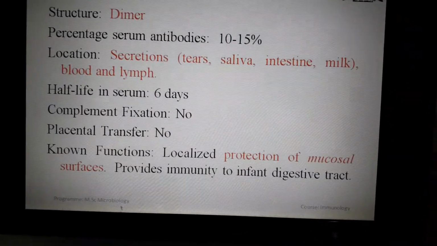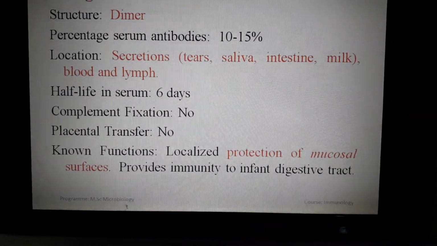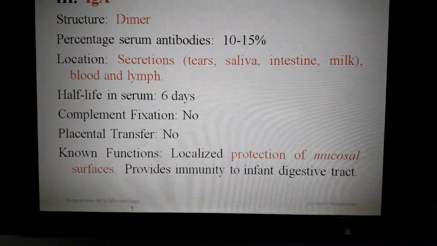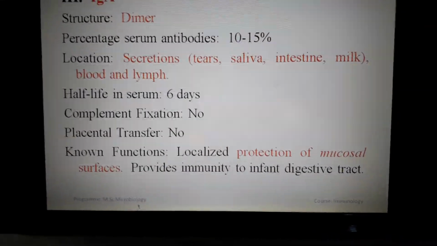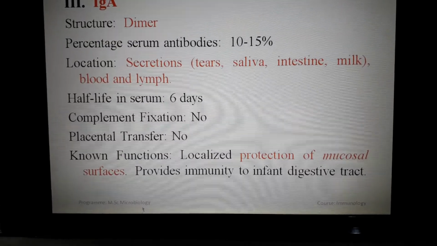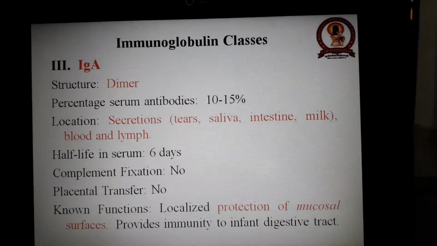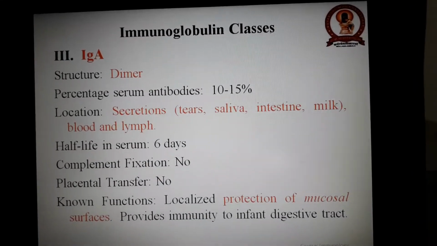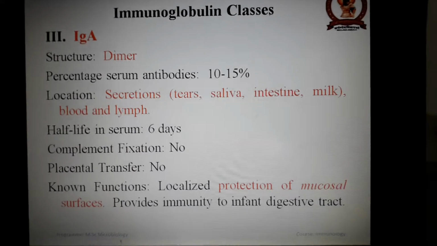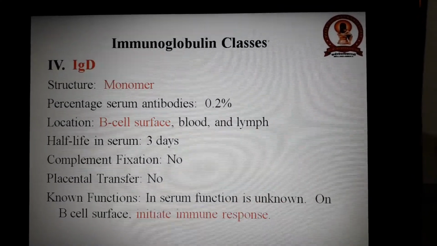So when we are dealing with immunoglobulin A, it is present in the secretions, in human milk, in the intestine, in the saliva, and in the tears. As IgG protects the fetus, in the same manner IgA, with its dimer structure, is also helpful in protecting the fetus from different types of infections.